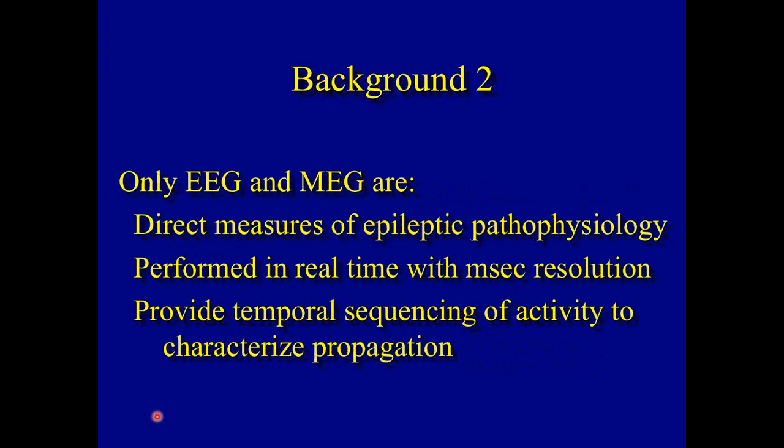However, only EEG and MEG are direct measures of epileptic pathophysiology rather than indirect. Only these techniques are performed in real time, and only these techniques provide temporal sequencing of activity to characterize propagation. All the other functional imaging techniques do not have the temporal resolution to do this.